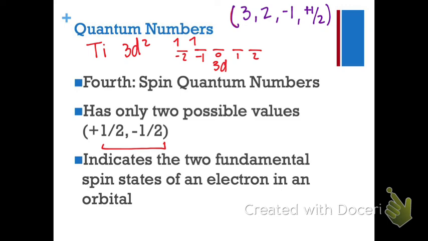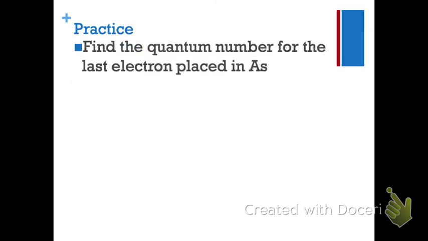Let's try a couple of these examples. Well, I don't know. We might only get through one here, but find the quantum number for the last electron placed in arsenic. And so when it says the last electron placed in arsenic, that's what we've been doing. But that just means for arsenic, we're studying electron number 33, the very last one to go in. Okay? So if I look at arsenic, As, how does its electron configuration end?